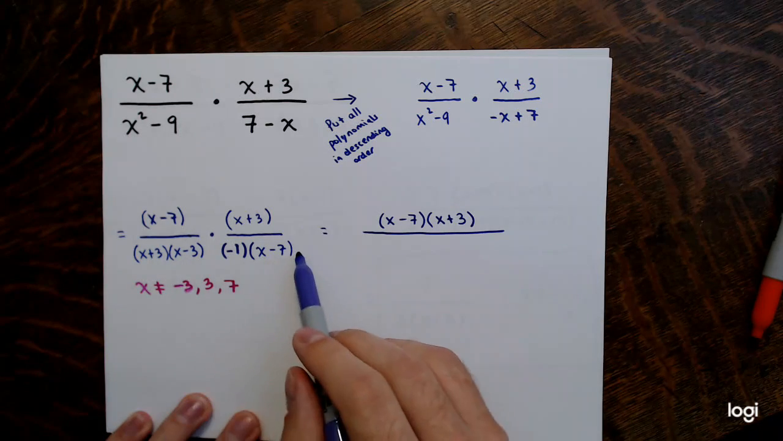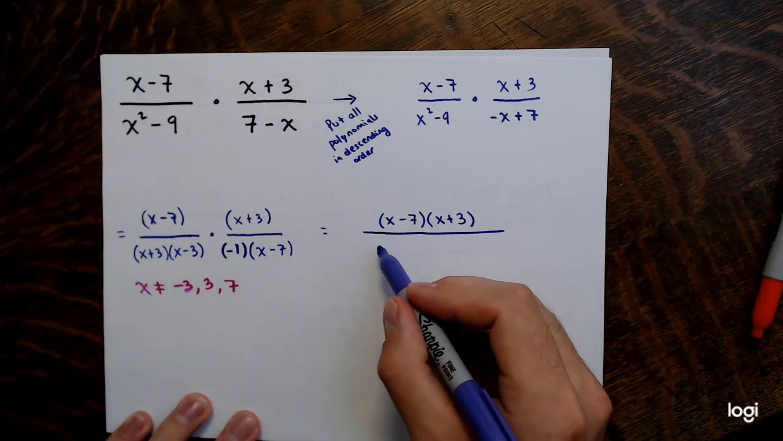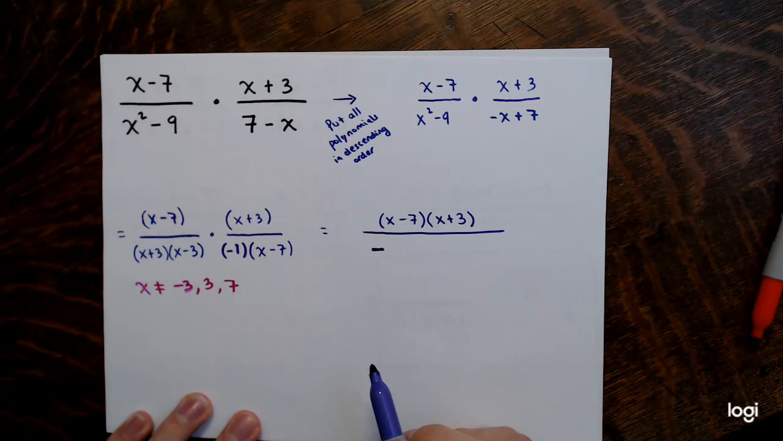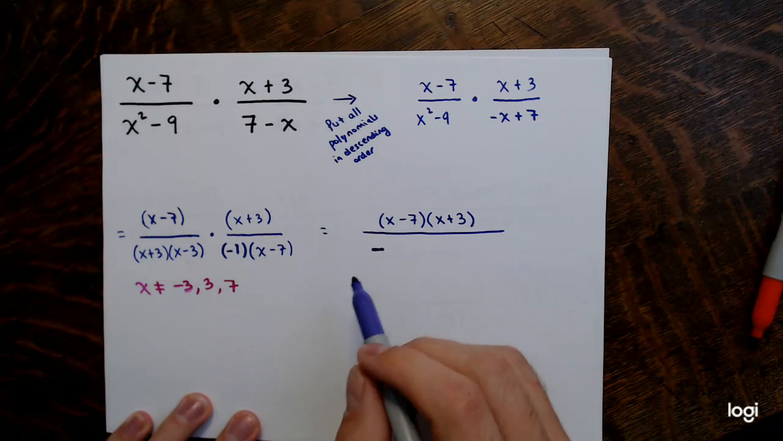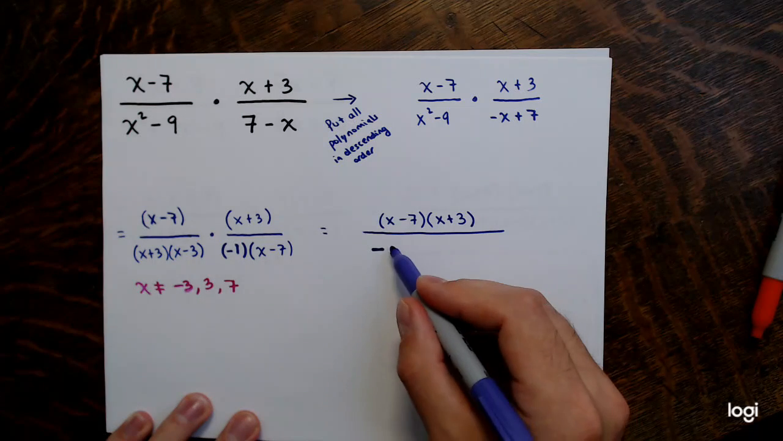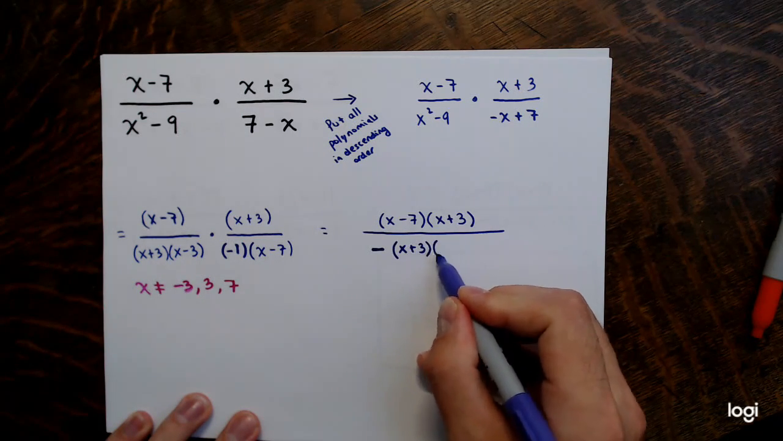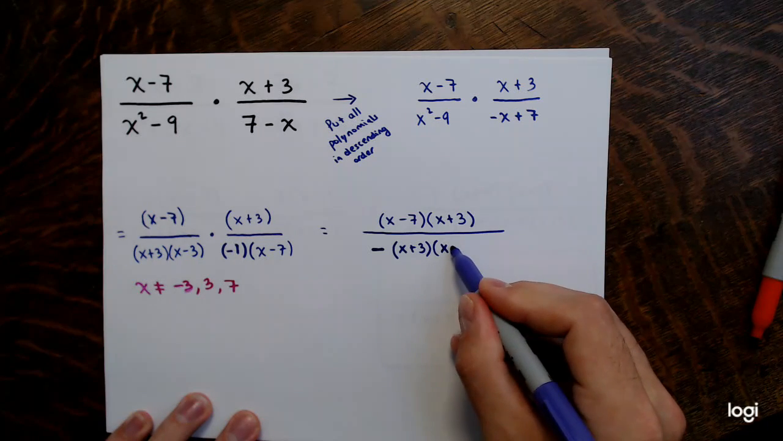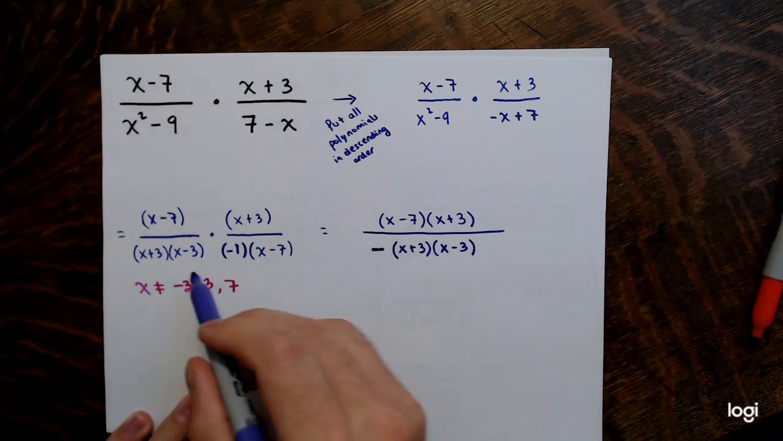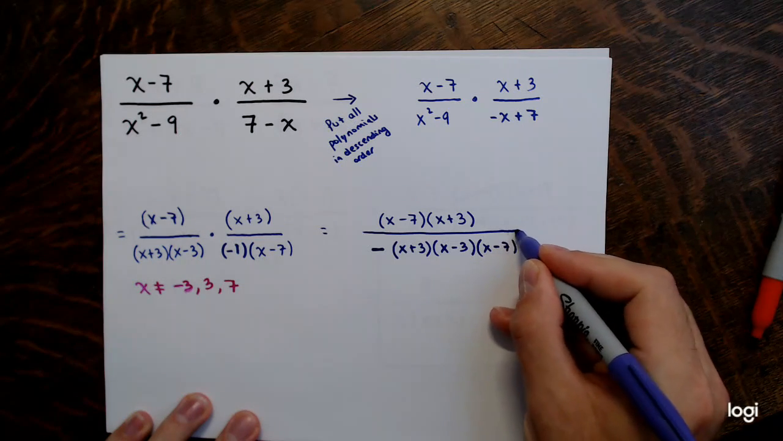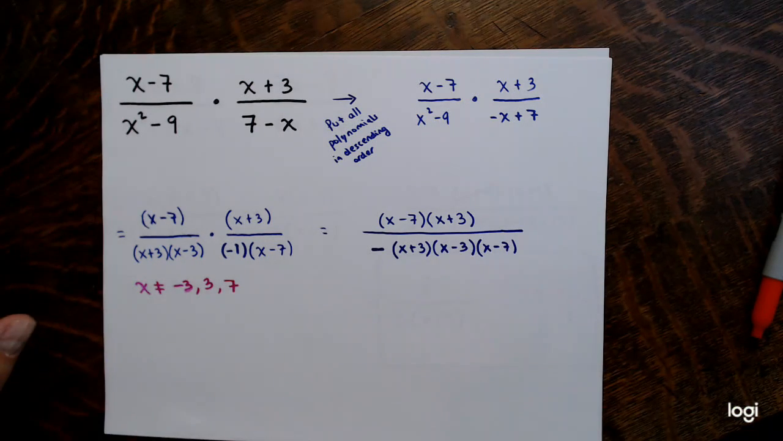In the denominators, my numerical factor is negative 1. Again, this time I'm just going to write a big minus sign, implying that there's a minus 1 there. So negative 1 times the quantity, the factor x plus 3, times a factor of x minus 3, and times a factor of x minus 7.